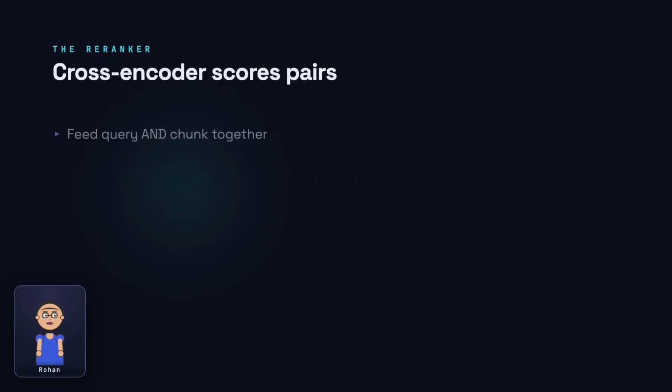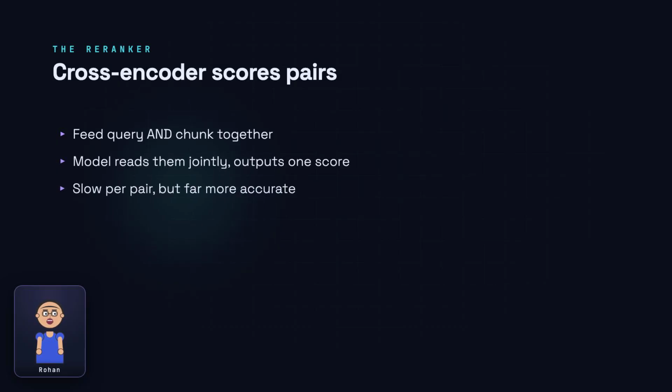The reranker is a cross-encoder. Instead of 2 separate vectors, it takes the query and one chunk together as a single input and reads them jointly with full attention across both. It outputs a single relevance score. Because it actually reads the pair, it's far more accurate, but you pay for it, one model call per pair.